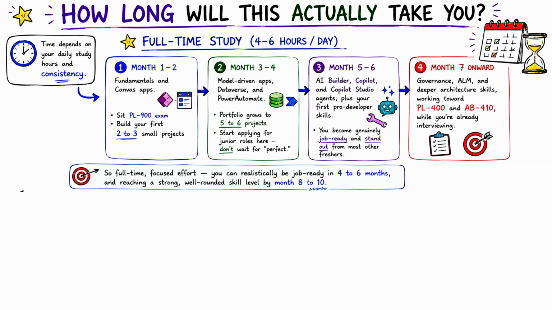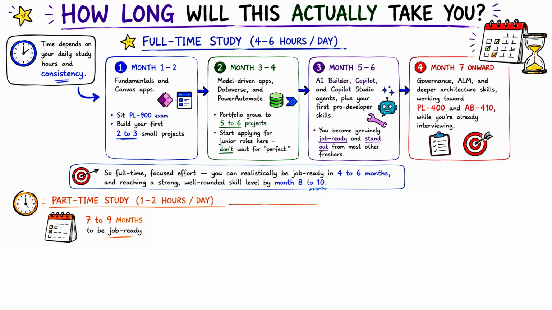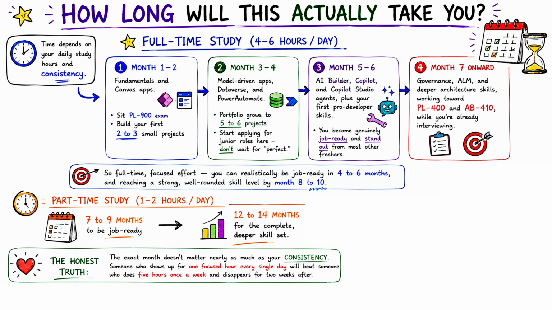So with full-time focused effort, you can realistically be job ready in 4 to 6 months and reach a strong, well-rounded skill level by month 8 to 10. If you are studying part-time, say while you are in college or working another job, doing 1 or 2 hours a day, simply stretch the same roadmap out. You are looking at 7 to 9 months to be job ready and around 12 to 14 months for the complete certification set. Here is the honest truth.